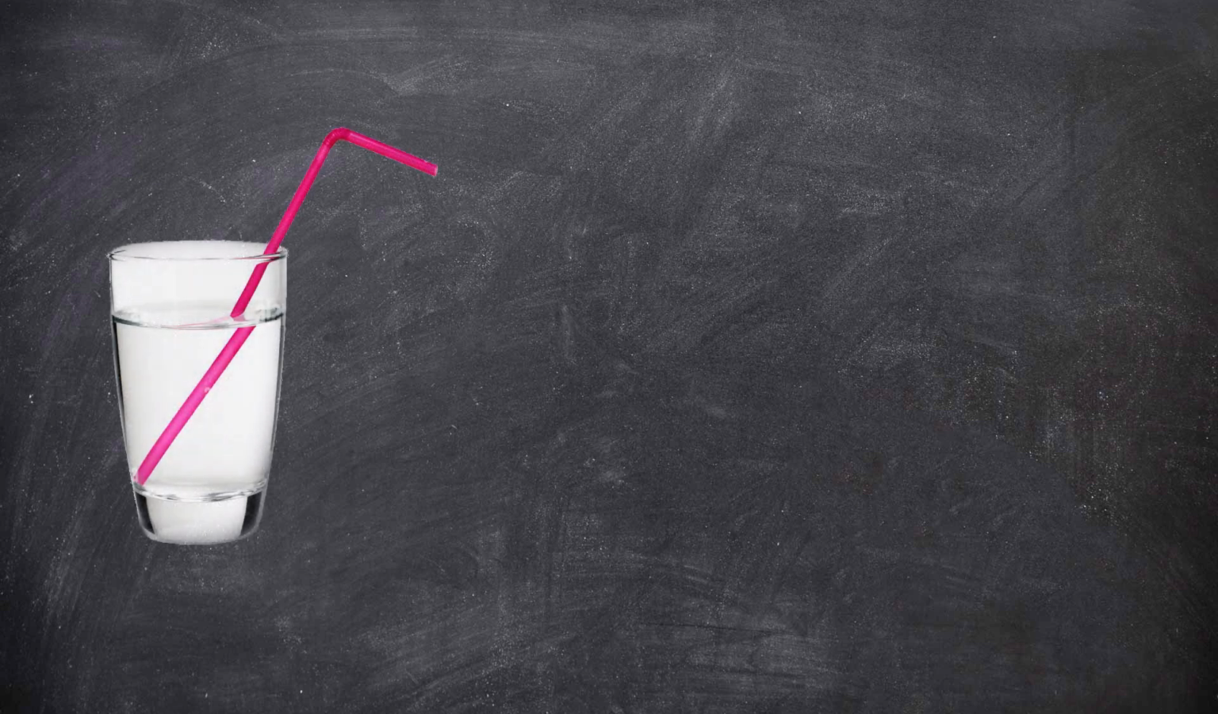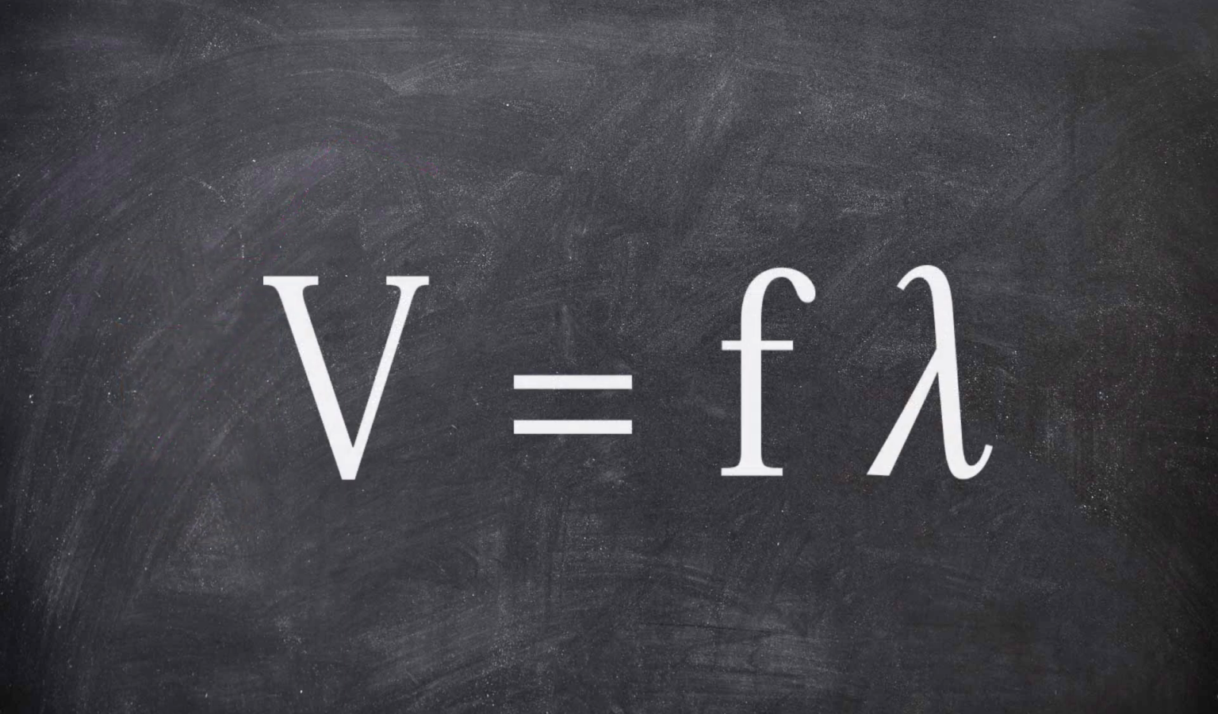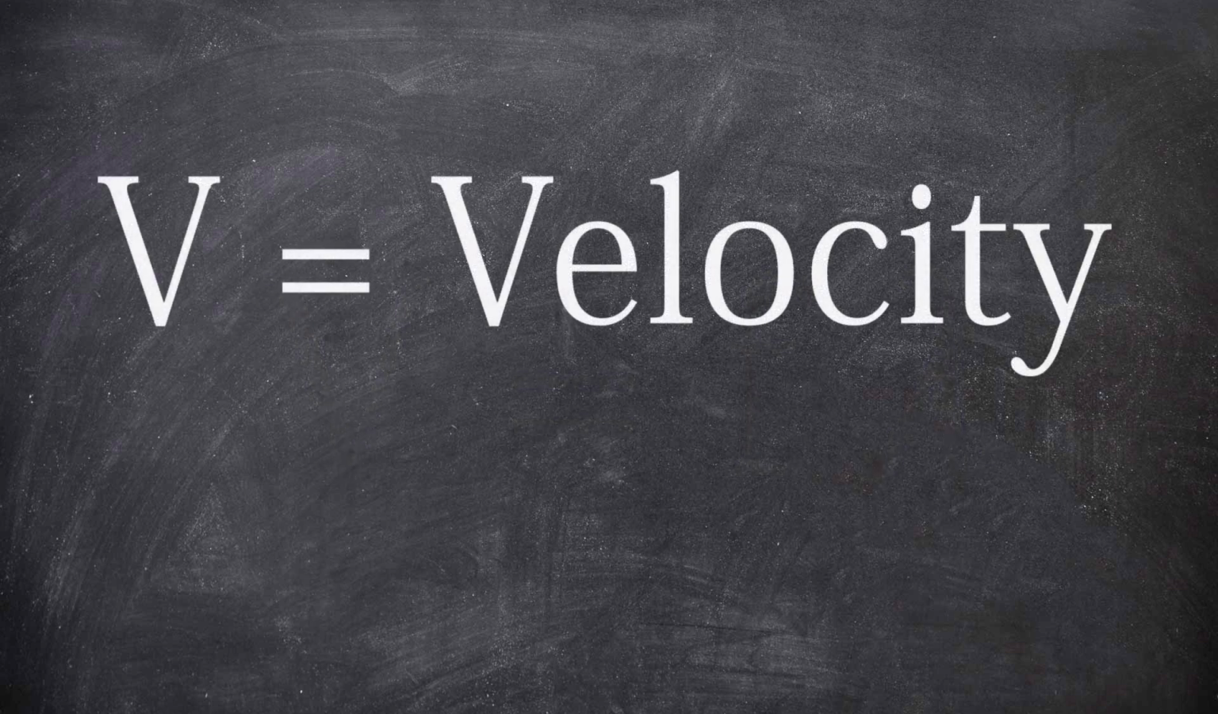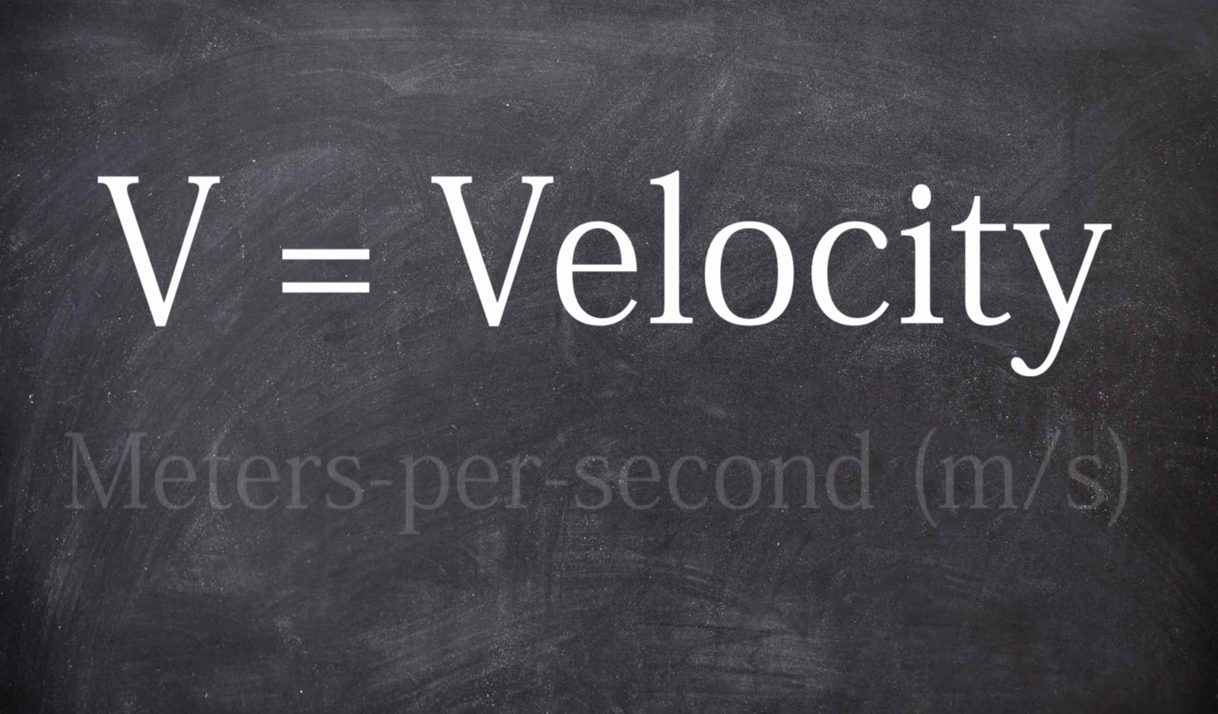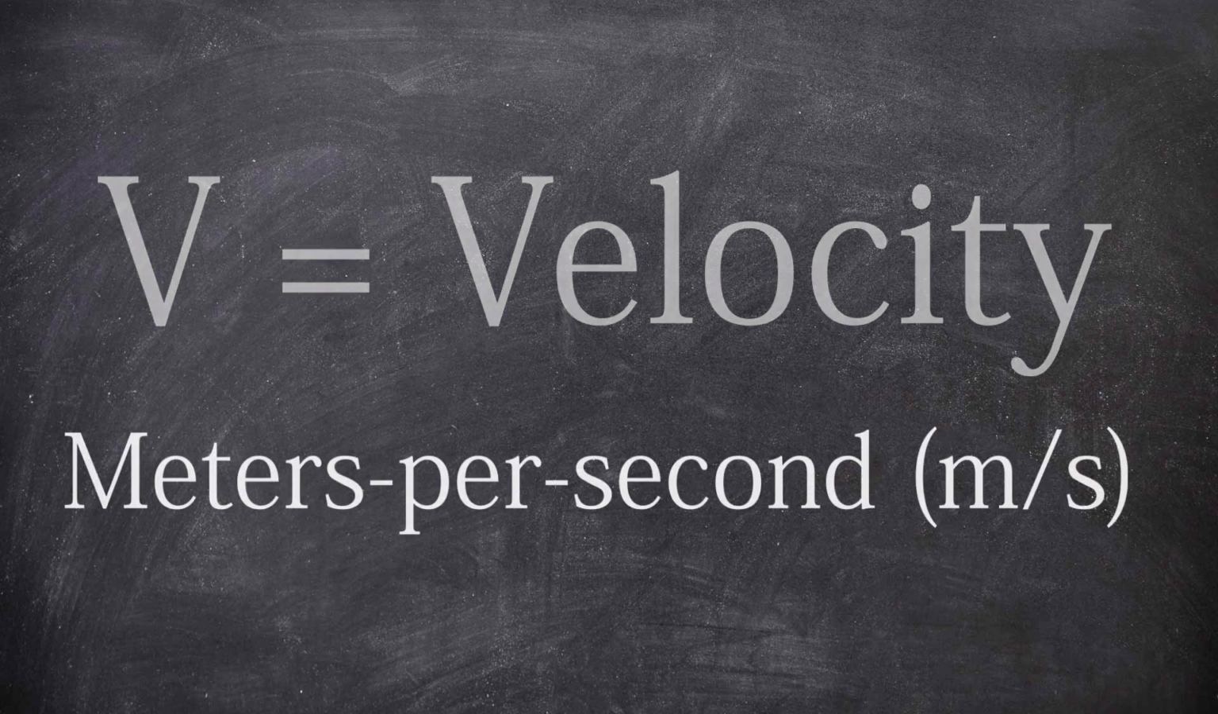Waves travel at different speeds in different media. For instance, light travels through air differently to other materials such as water or glass. But we can calculate how fast a wave is traveling with the following equation. V equals F times lambda. Let's look how to work this out. So V is the velocity or the speed of the wave. It's measured in meters per second.